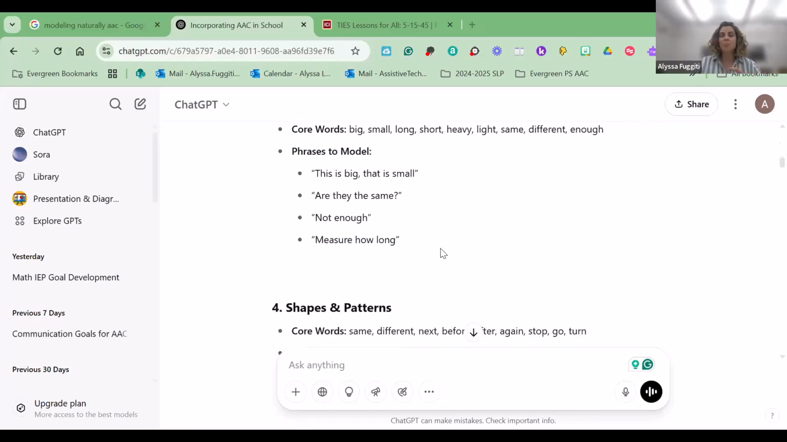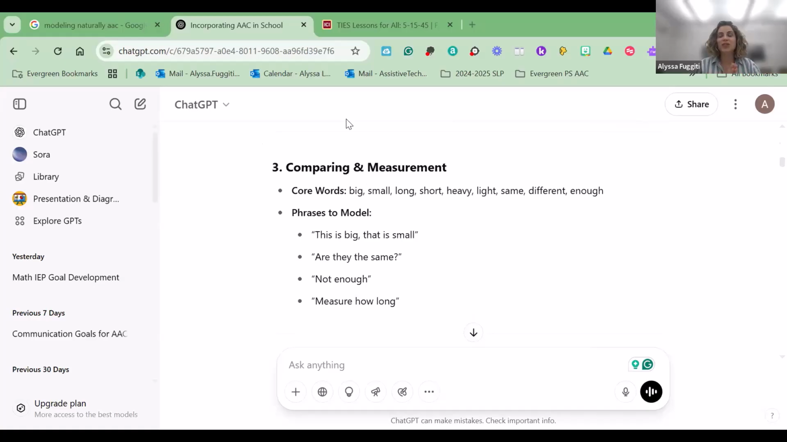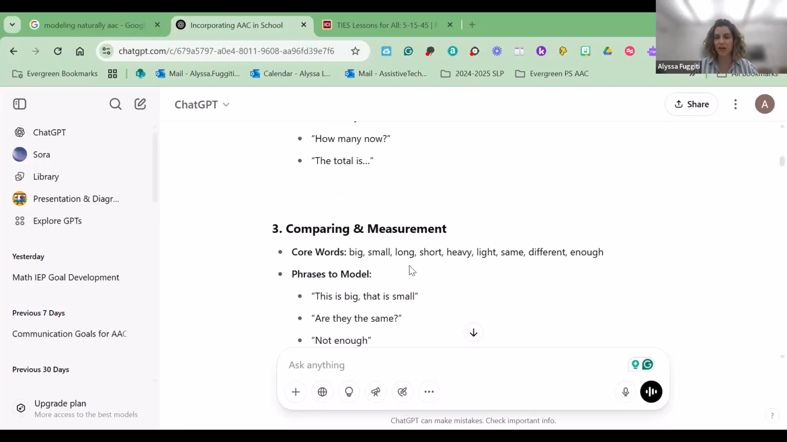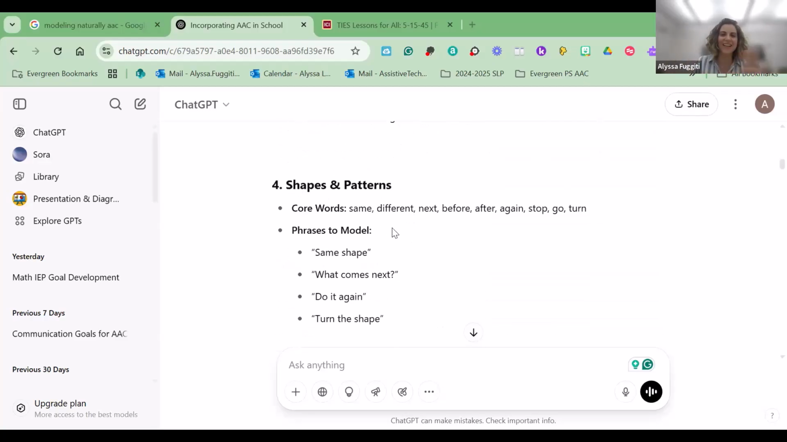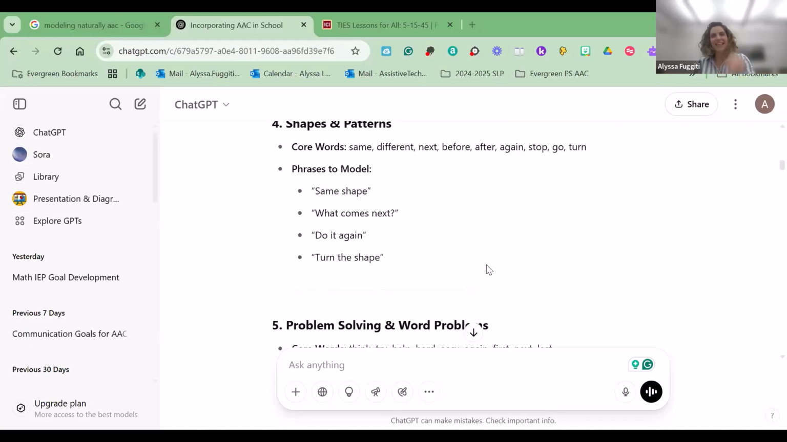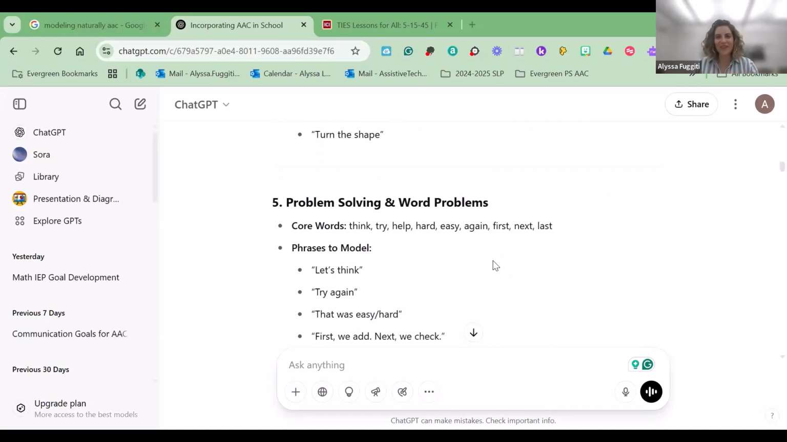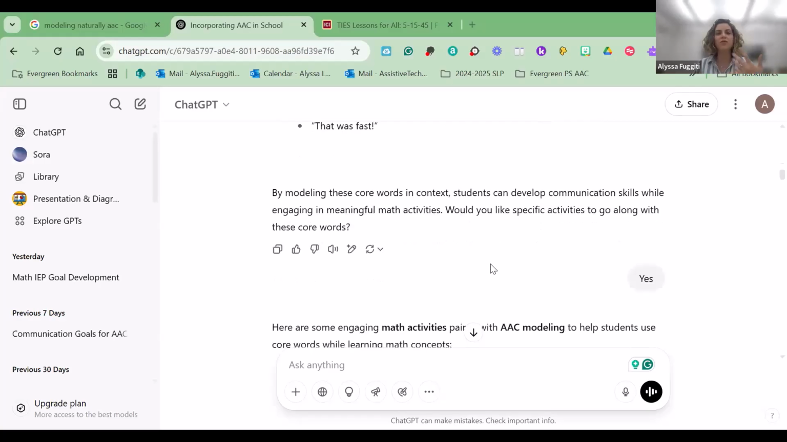So I was trying to tie this to the TIES 5, 15, 45 model. Putting this together, if a special education teacher or a para has 5 minutes with a gen ed teacher, what could this 5-minute conversation look like? Okay, we're talking about comparing and measurement today. So the para could type into ChatGPT. I'll keep going, because this gets deeper: problem solving and word problems, fractions and parts of a whole, and time and money.